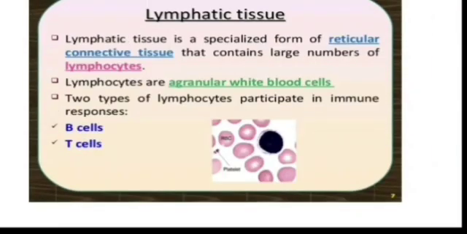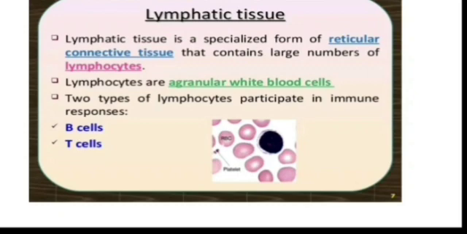Now come to what is lymphatic tissue. Lymphatic tissue is a specialized form of reticular connective tissue that contains a large number of lymphocytes. Lymphocytes are agranular white blood cells. I think all of you have an idea about white blood cells and red blood cells.